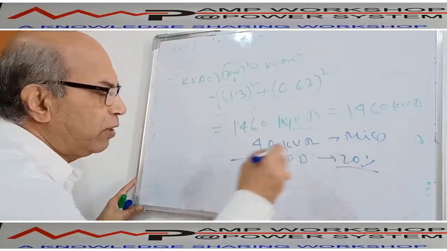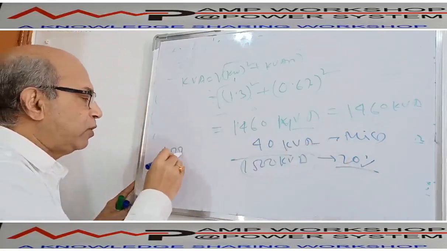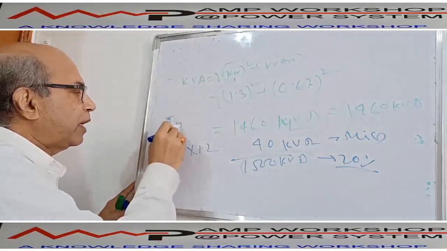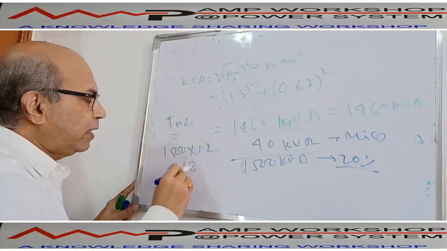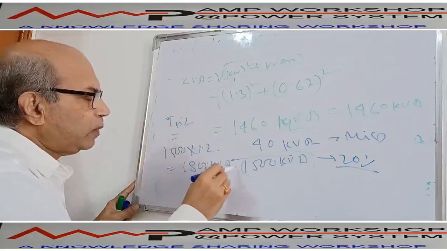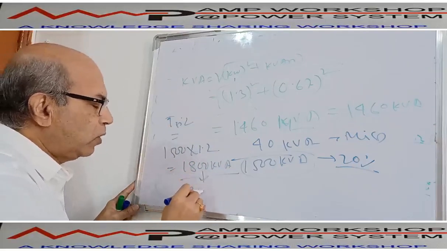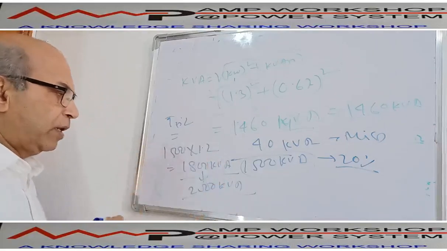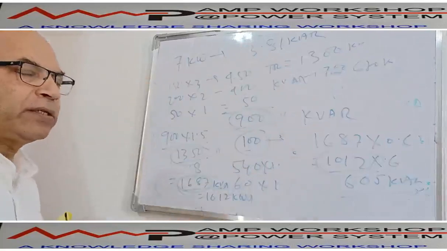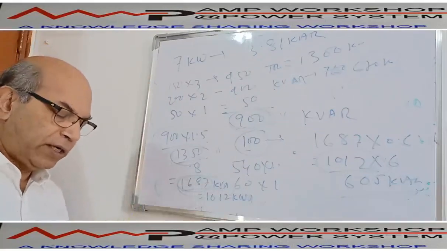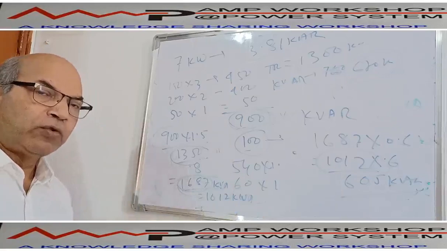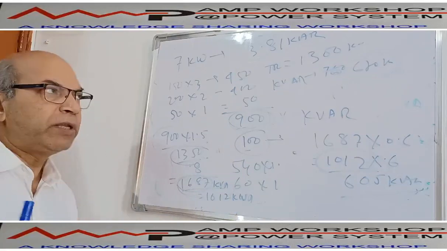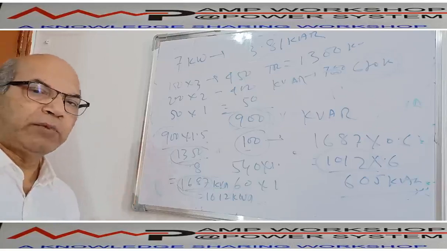So if we consider 20% margin, that means 1500 into 1.2, that will be the size of our transformer. This is equal to 1800 kVA. So we can consider 1800 to 2 MVA, a 2000 kVA transformer will fit for this purpose. So for this type of residential complex, we need about 1800 kVA transformer to meet all these 400 apartments as well as all the miscellaneous load, everything. That will be the size of the transformer.